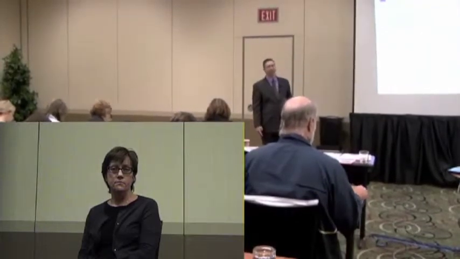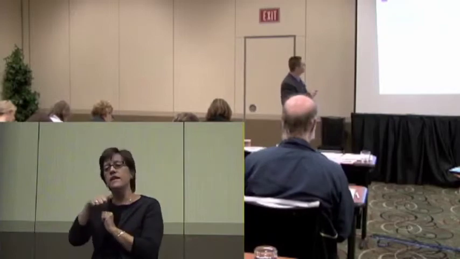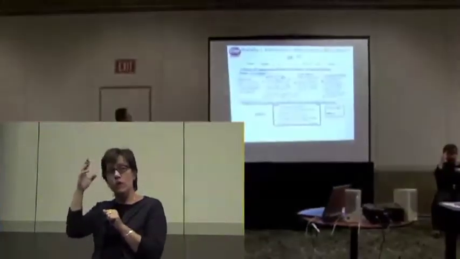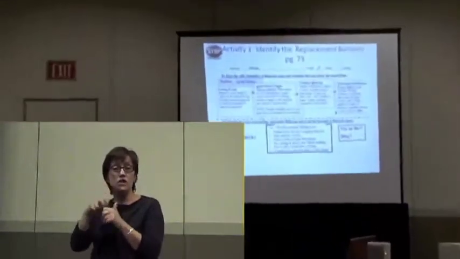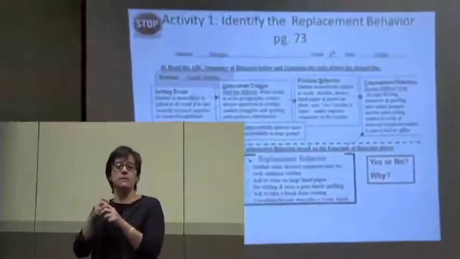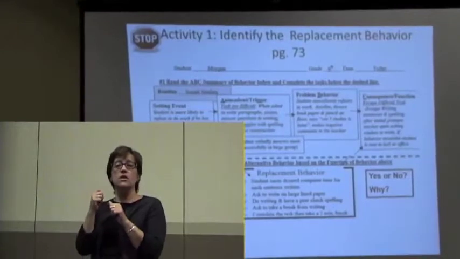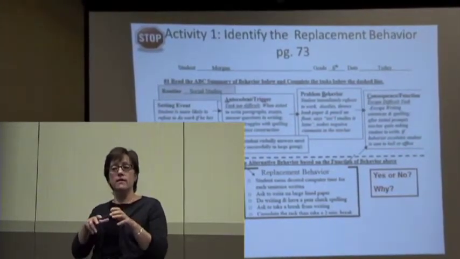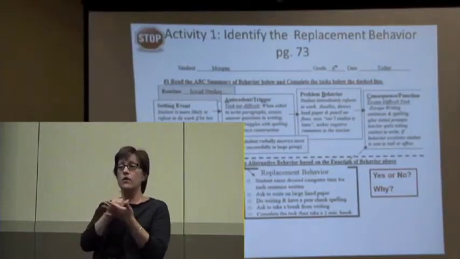So let's do this together, okay? And we have another example too. So remember, this is her hypothesis. We think the task is too difficult. Okay, so we think she's trying to escape the difficult task. So remember the first rule, it needs to match the function. So it needs to get her out of that task. So the student earns desired computer time for each sentence written.